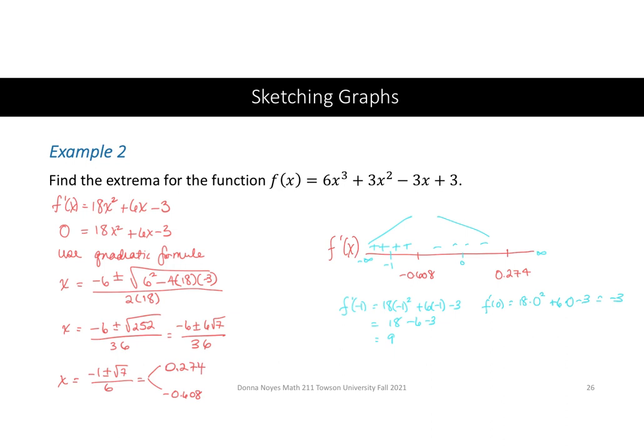And lastly, we need to pick a value that's greater than 0.274 but less than infinity. Let's keep it easy and pick 1. So let's find f prime of 1, which would be 18 times 1 squared plus 6 times 1 minus 3, or 18 plus 6 minus 3, or 21. So it is positive in this interval, so our function is increasing.